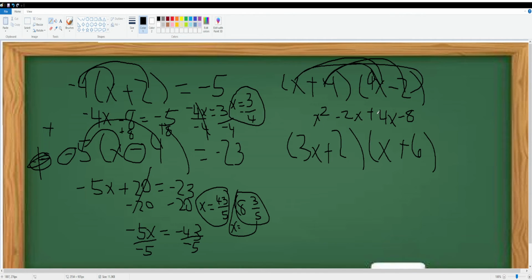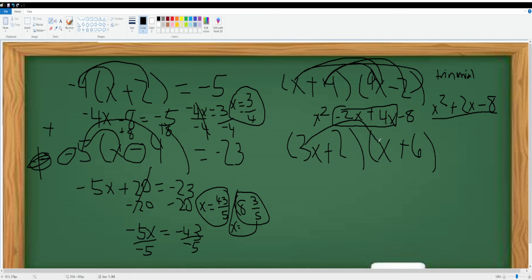Now you combine like terms. These terms can add together, and you would get a positive 2x. So x squared plus positive 2x minus 8 is your final answer, and that's a trinomial because it has 3 terms. So trinomial. Okay, sorry if I spelled it wrong, if I did.